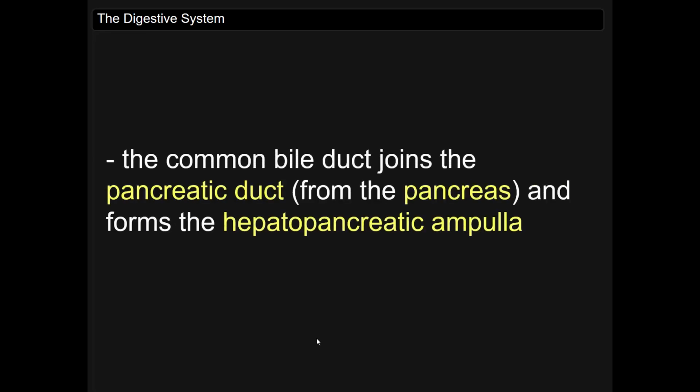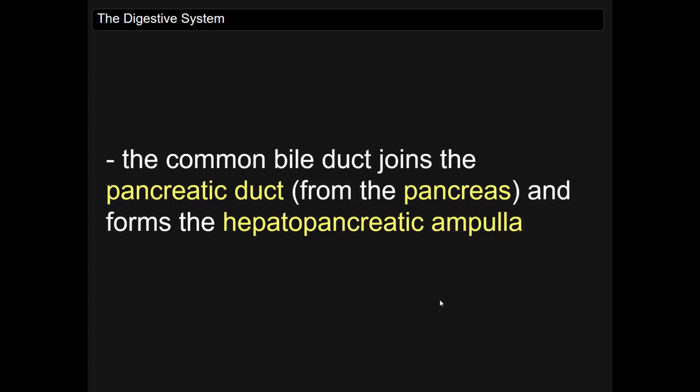In the pancreas, the common bile duct is going to merge with the pancreatic duct. That's obviously going to come from the pancreas. And the two of those, when they merge together, make a little bit thicker tube. And that's called the hepatopancreatic ampulla.